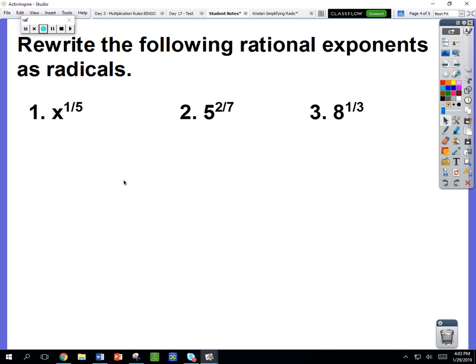Take a second and rewrite all of these as radicals. So we're not simplifying yet, but this is what you should have gotten. You can simplify these, but this is what you should have gotten. Another way to write this middle one is to go ahead and square the 5 and make this the 7th root of 25. Both of those answers would have been acceptable.